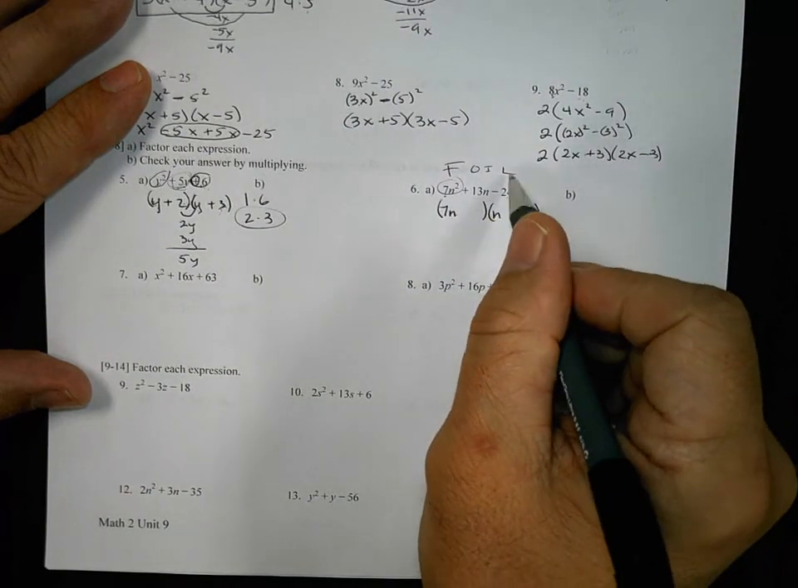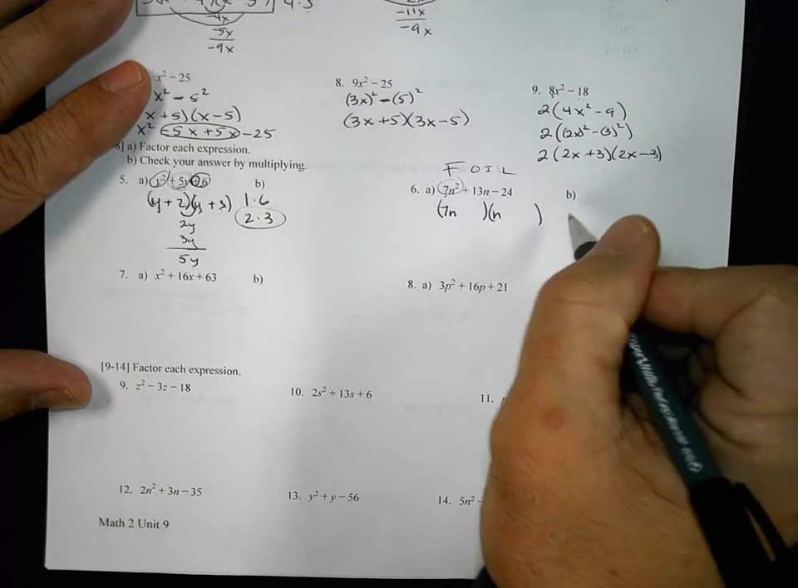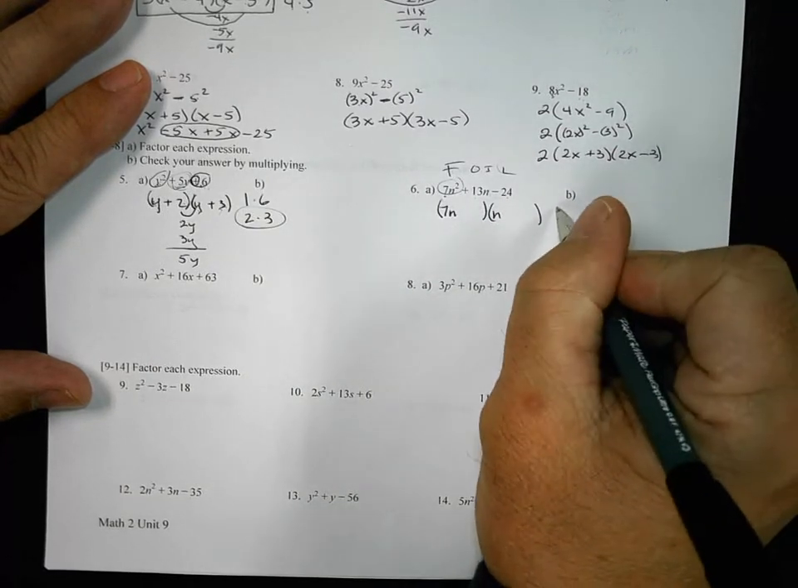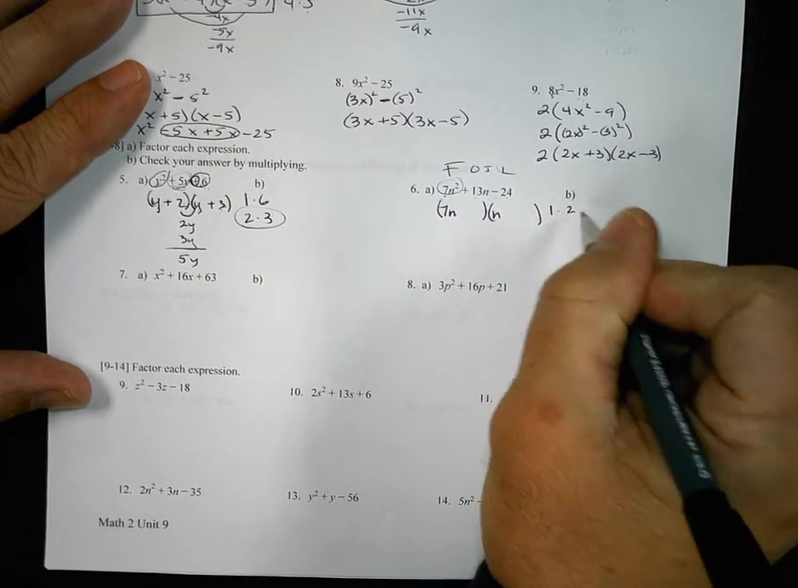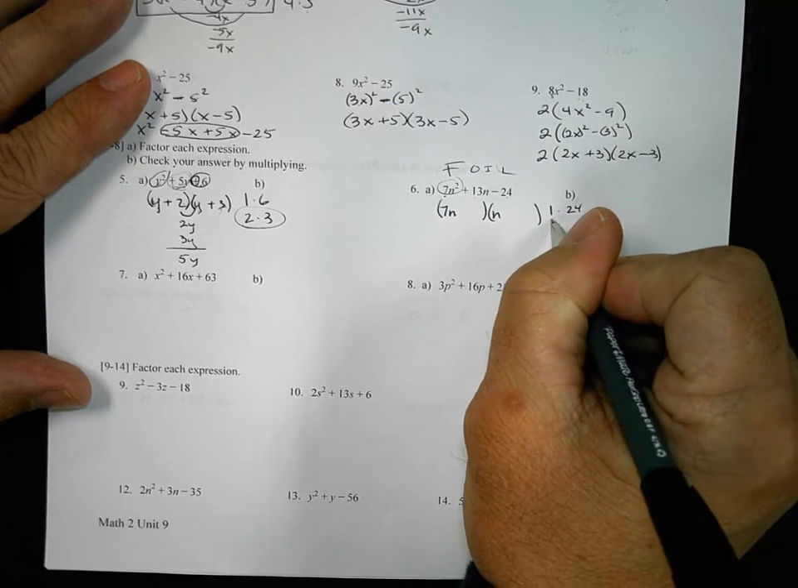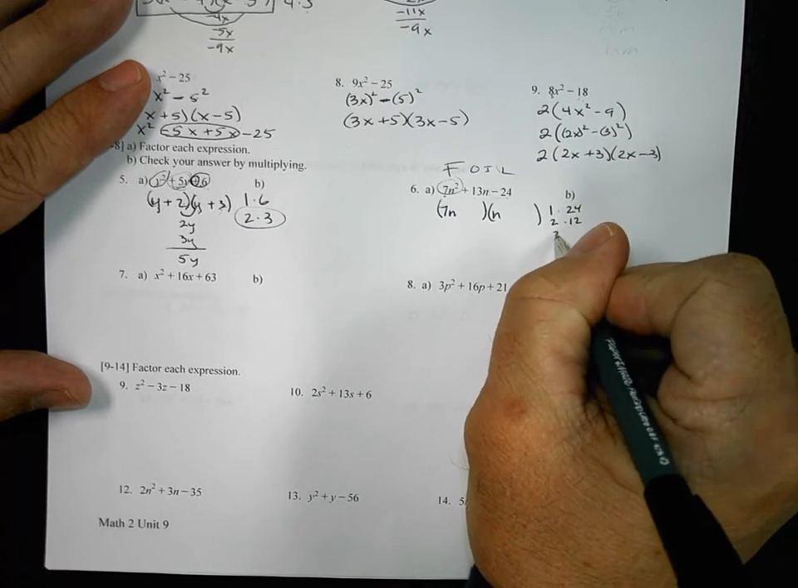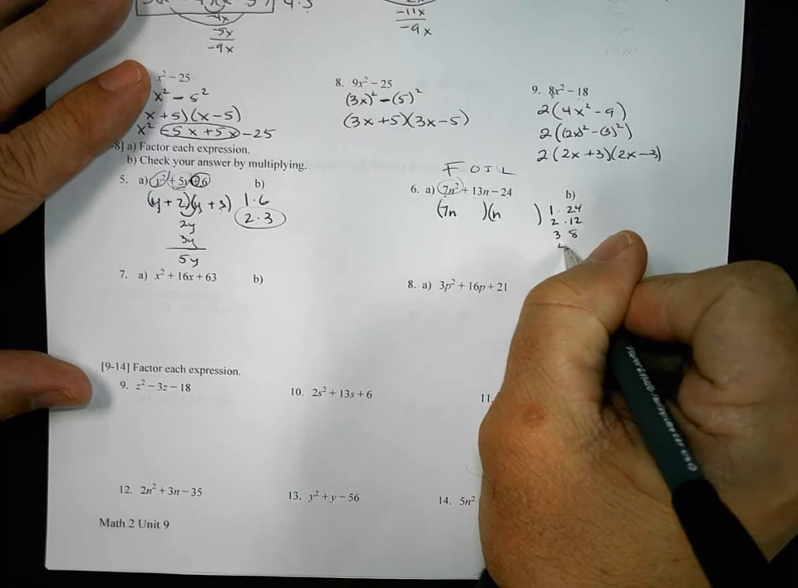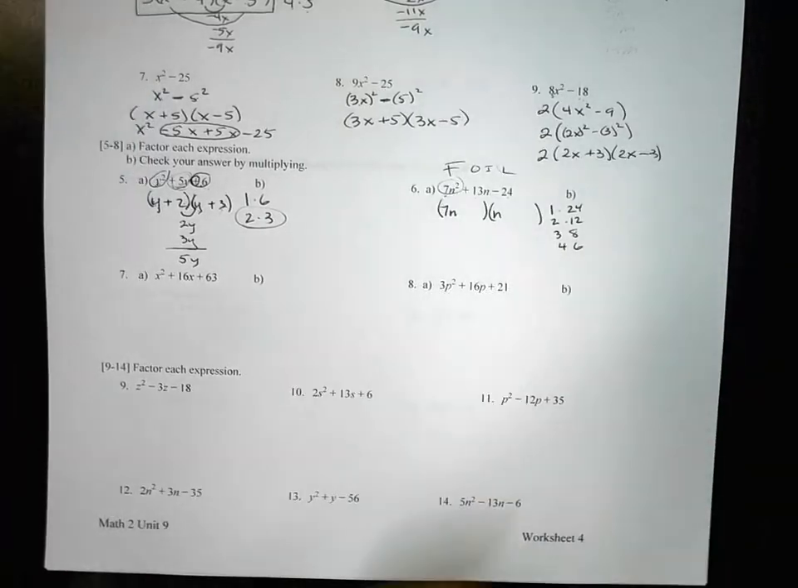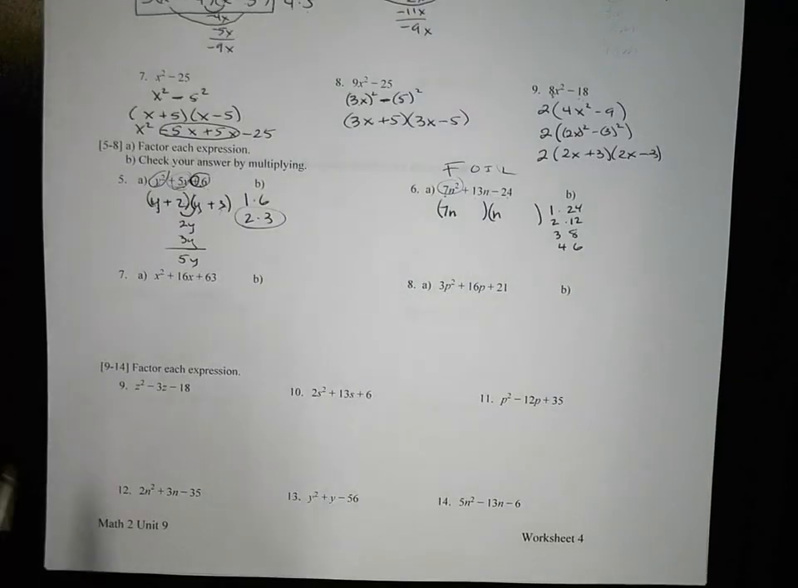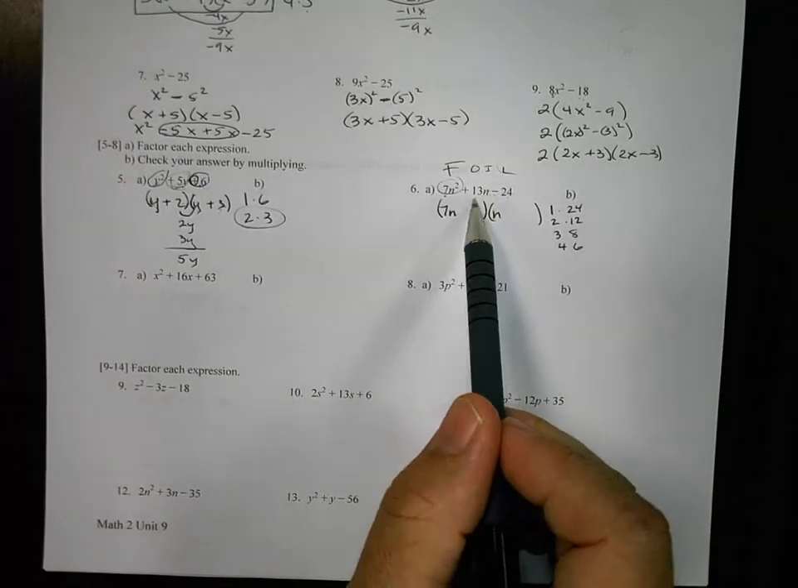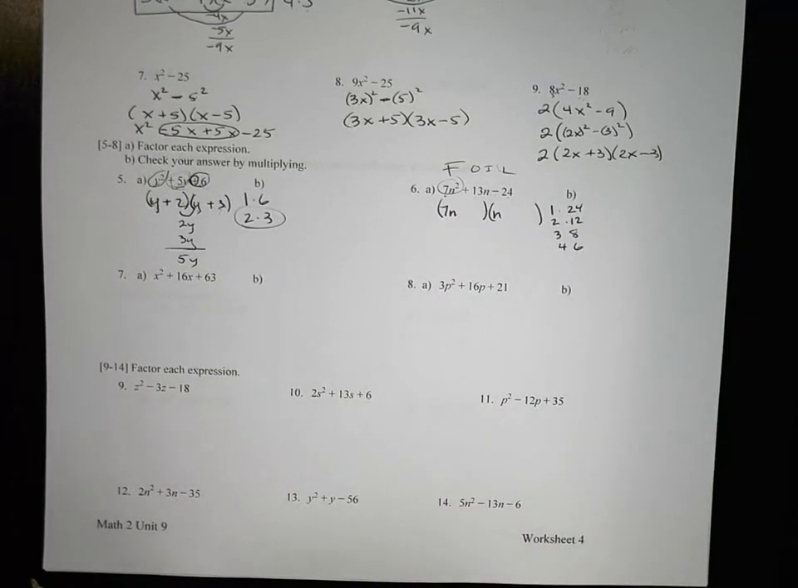Now the L part is going to give me negative 24. What numbers multiply together to give me 24? I list them all: 1 times 24, 2 times 12, 3 times 8, and 4 times 6. A lot of options here. Now, this is a really tricky one because we can't just count on what's going to subtract to give me 13. In fact, none of them do.